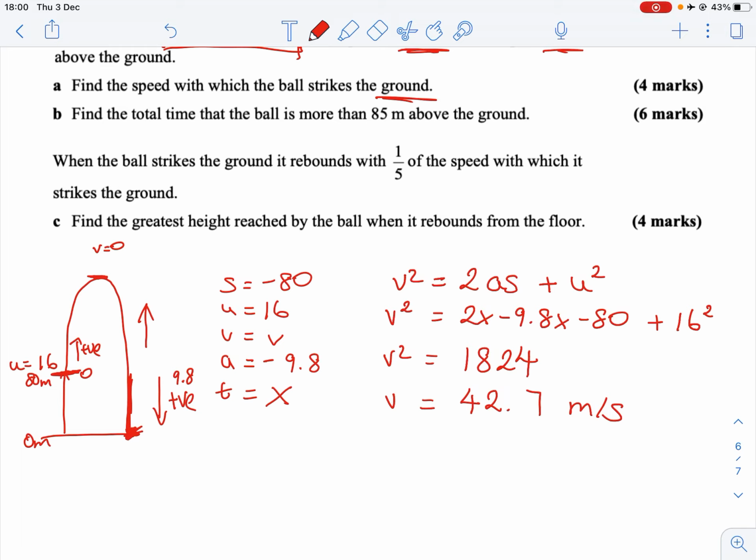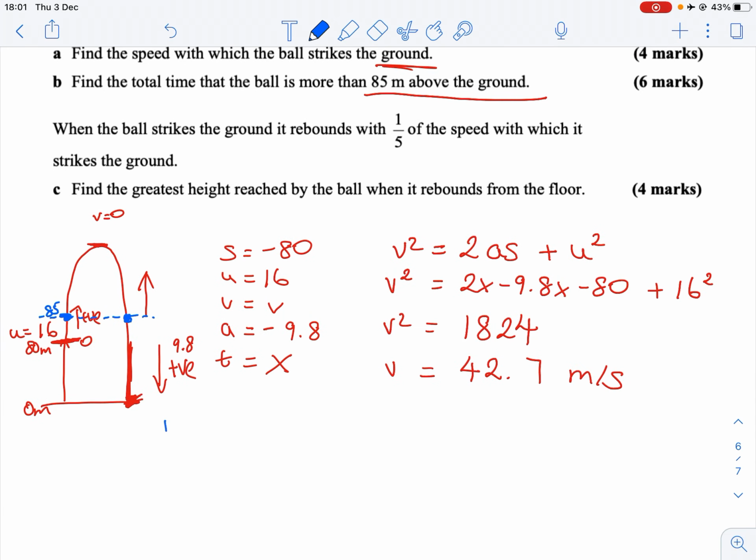And part B: find the total time the ball is more than 85 meters above the ground. We've looked at a question like this before. So this is 80, so let's say 85 is here. We need to find this time here and this time here, so we can find out how long it was above the ground.